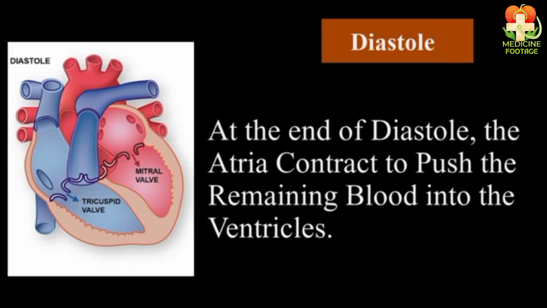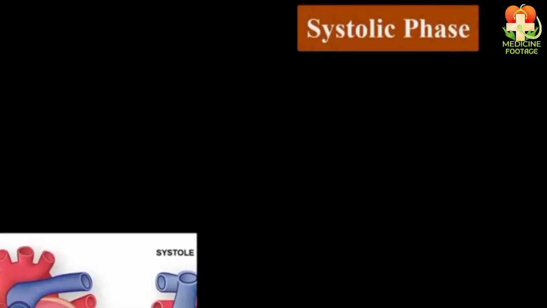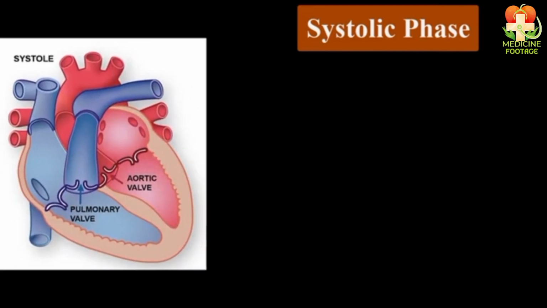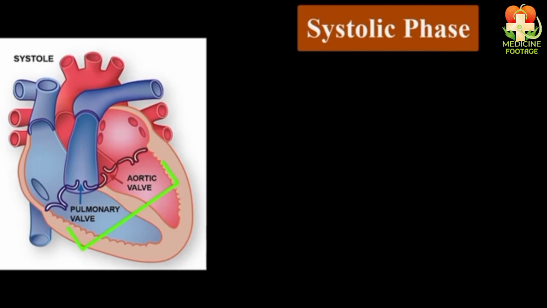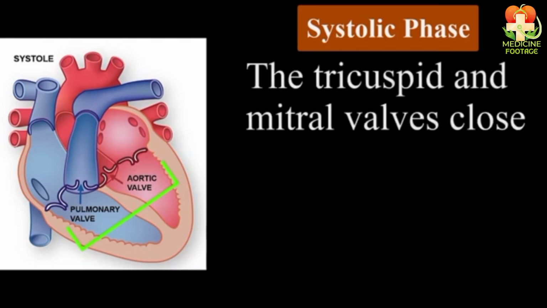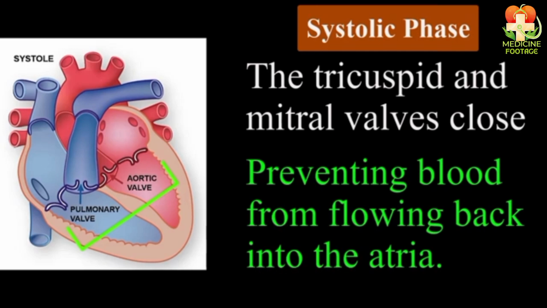Now, we move to the second phase, which is the systolic phase. During this phase, the ventricles contract. As soon as the ventricles contract, the blood is pushed out of the heart into the arteries. Additionally, the mitral valve and tricuspid valve, which opened during the diastolic phase, now close during the systolic phase. This prevents blood from flowing back into the atria.